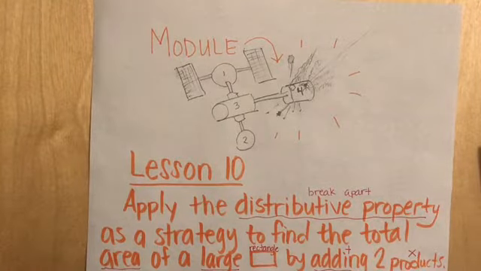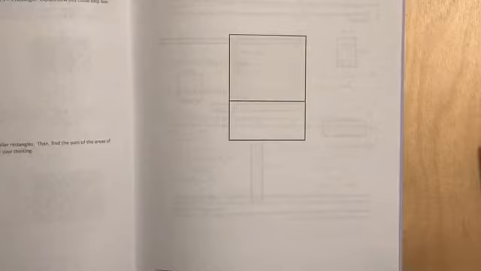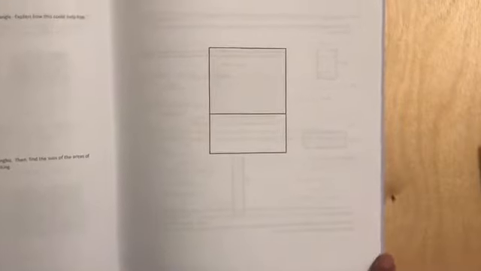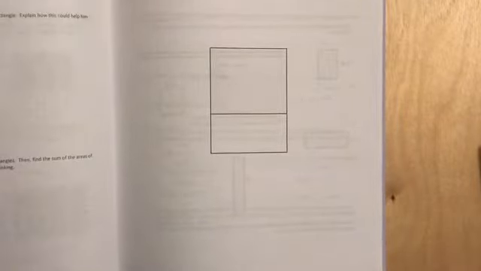Today you're going to apply the distributive property as a strategy to find the total area of a large rectangle by adding two products. What that means is that we're going to take a large rectangle, and to find the area of it, we're going to break it up into smaller rectangles so that we can find the area more easily. To begin, I'd like you to think about this rectangle right here and how you could think about this being three different rectangles.